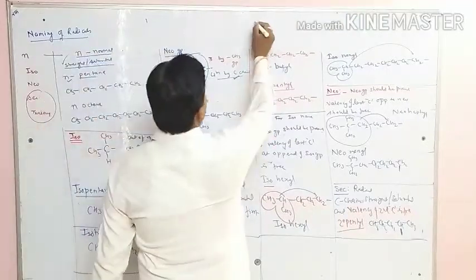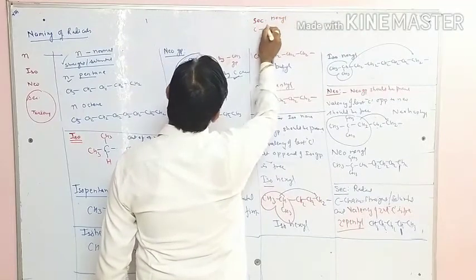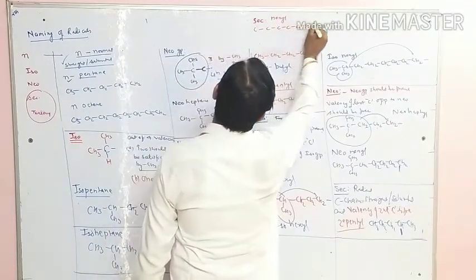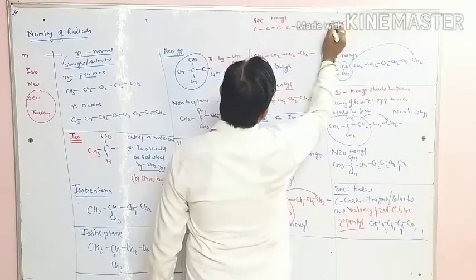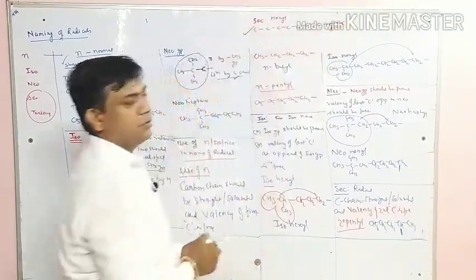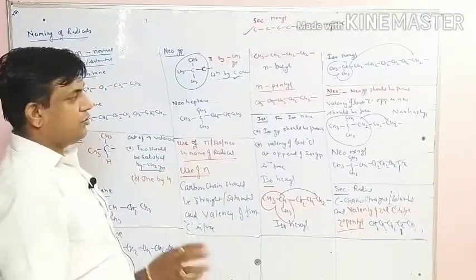Okay, if I draw secondary nonyl, how would I draw? See, 1 2 3 4 5 6 7 8 9. Now the valency, this is secondary nonyl. Okay, so secondary nonyl is drawn, secondary pentyl is there, all of them clear.